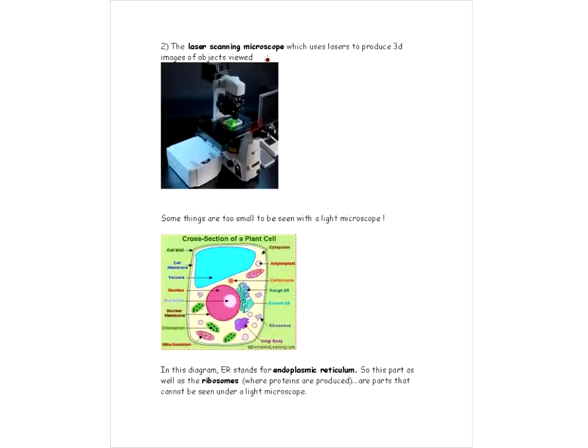Now there's some things that are too small to be seen with a light microscope. In this diagram, this is a picture of a cell. The ER stands for endoplasmic reticulum. The endoplasmic reticulum is an example of one thing that's too small to be seen with a regular light microscope. Another thing that's too small is a ribosome, and ribosomes are where proteins are produced in the cell. So those two things are parts that cannot be viewed with a light microscope.